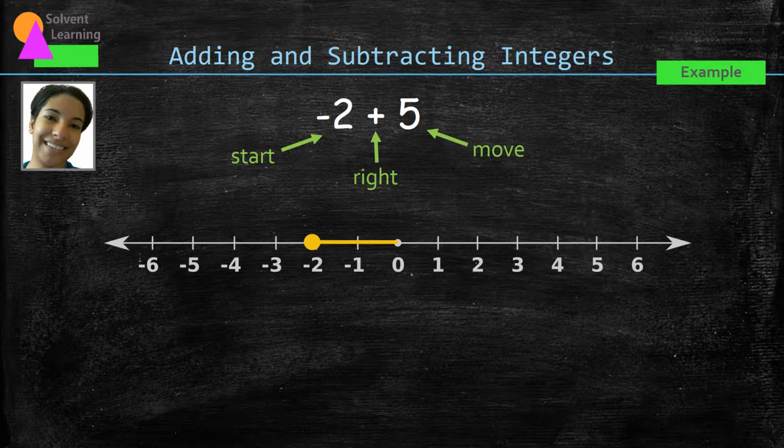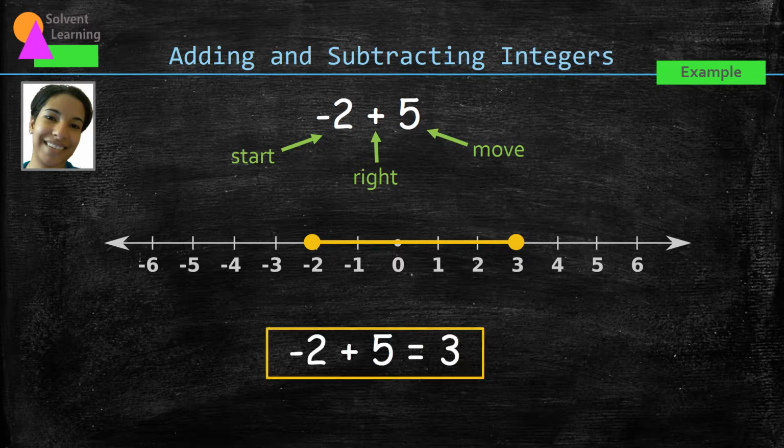1, 2, 3, 4, 5 units to the right lands us on +3. And that's the solution to our problem. Whatever number you end up on is your solution. So now we know that -2 plus 5 equals +3.